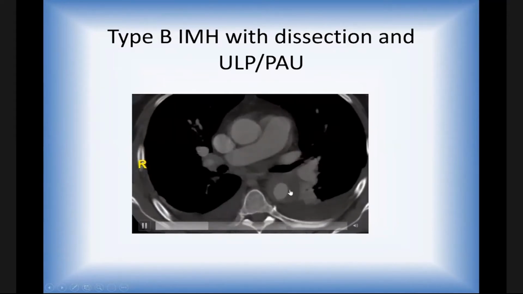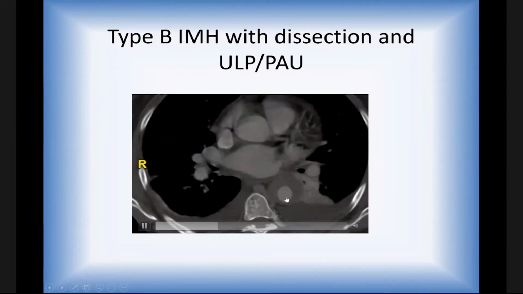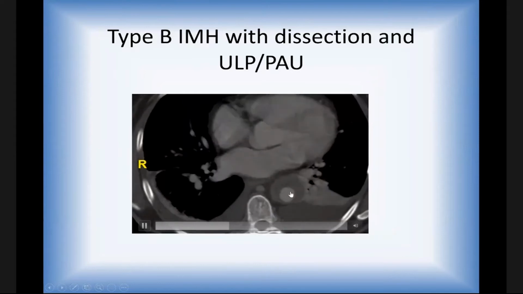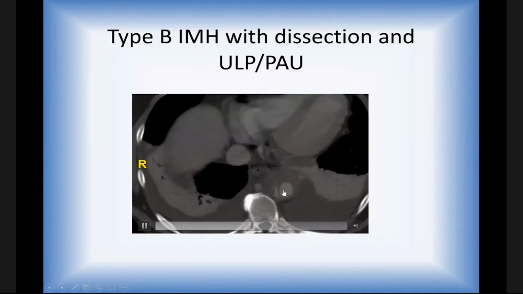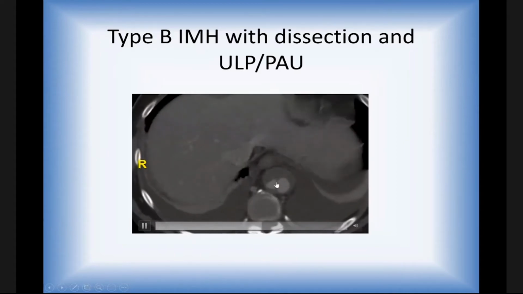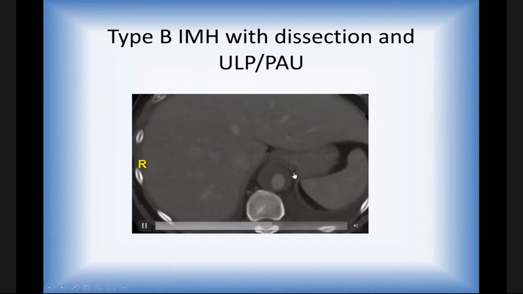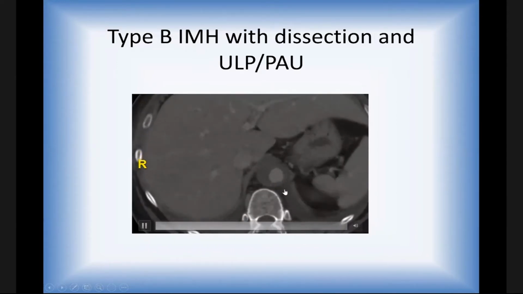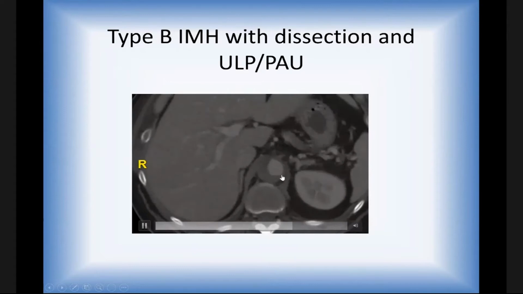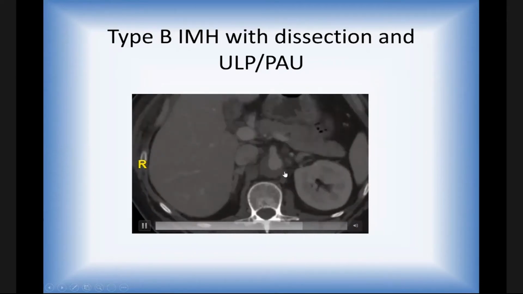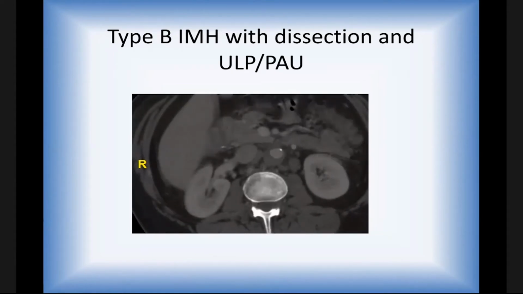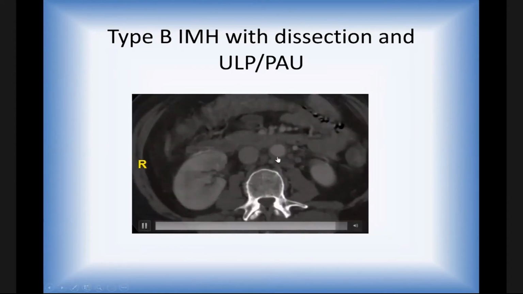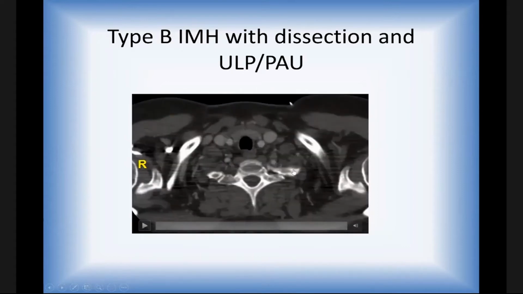Just follow me down here. So we start seeing ulcer-like projection and an intimal flap. This is almost like a focal dissection. This person has intramural hematoma, has a penetrating-like ulcer, and has a focal dissection, and another focal dissection here. So they are all in the same patient.